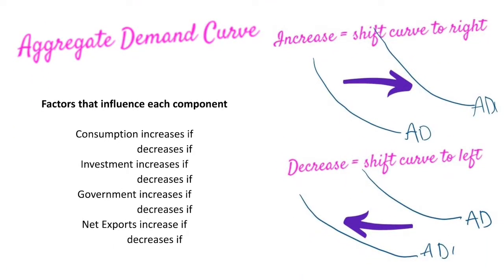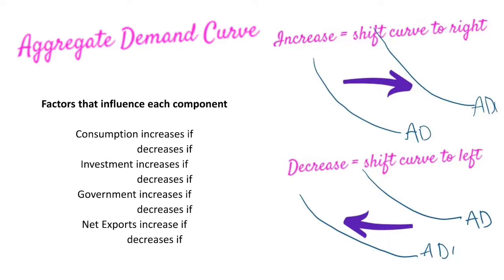So the factors that influence the AD curve: if consumption increases, that's a shift to the right. If consumption decreases, that will be a shift to the left. If investment increases, we would shift to the right. If investment decreases, we would shift to the left. If government spending increases, shift to the right. Government spending decreases, shift to the left. Same with net exports. Increases to the right, decreases to the left.